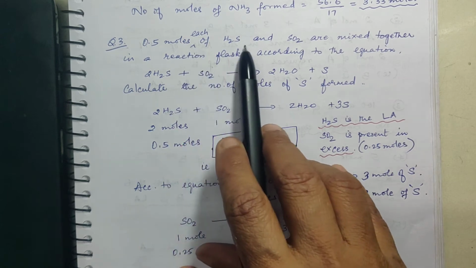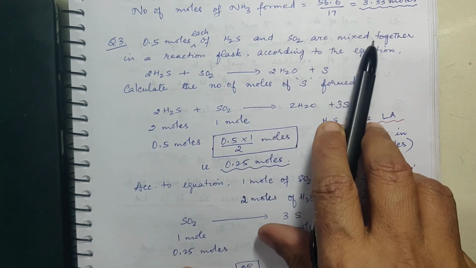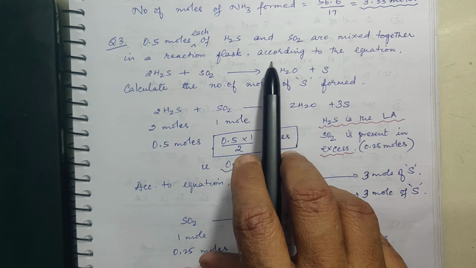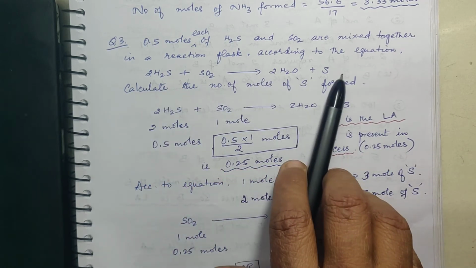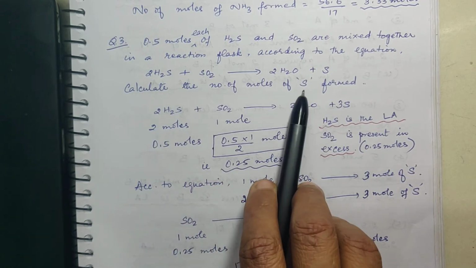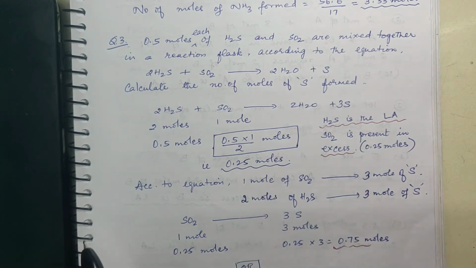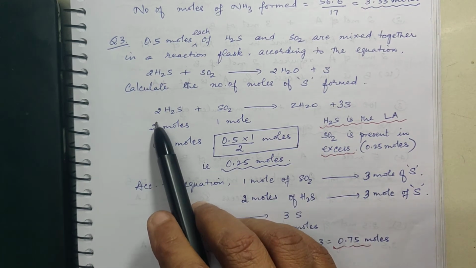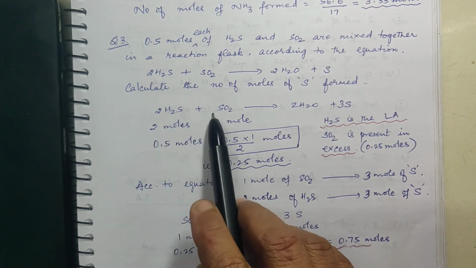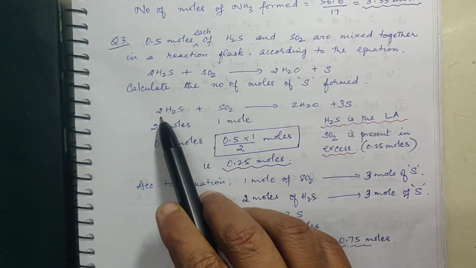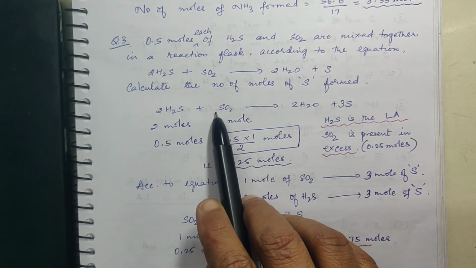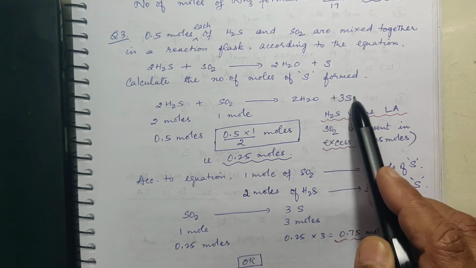0.5 moles of H2S and SO2 are mixed together. According to this equation, which is given to you, calculate the number of moles of sulfur formed. According to the balanced equation, 2 moles of H2S combine with 1 mole of SO2 in a 2:1 ratio, and it is producing 3 moles of sulfur.